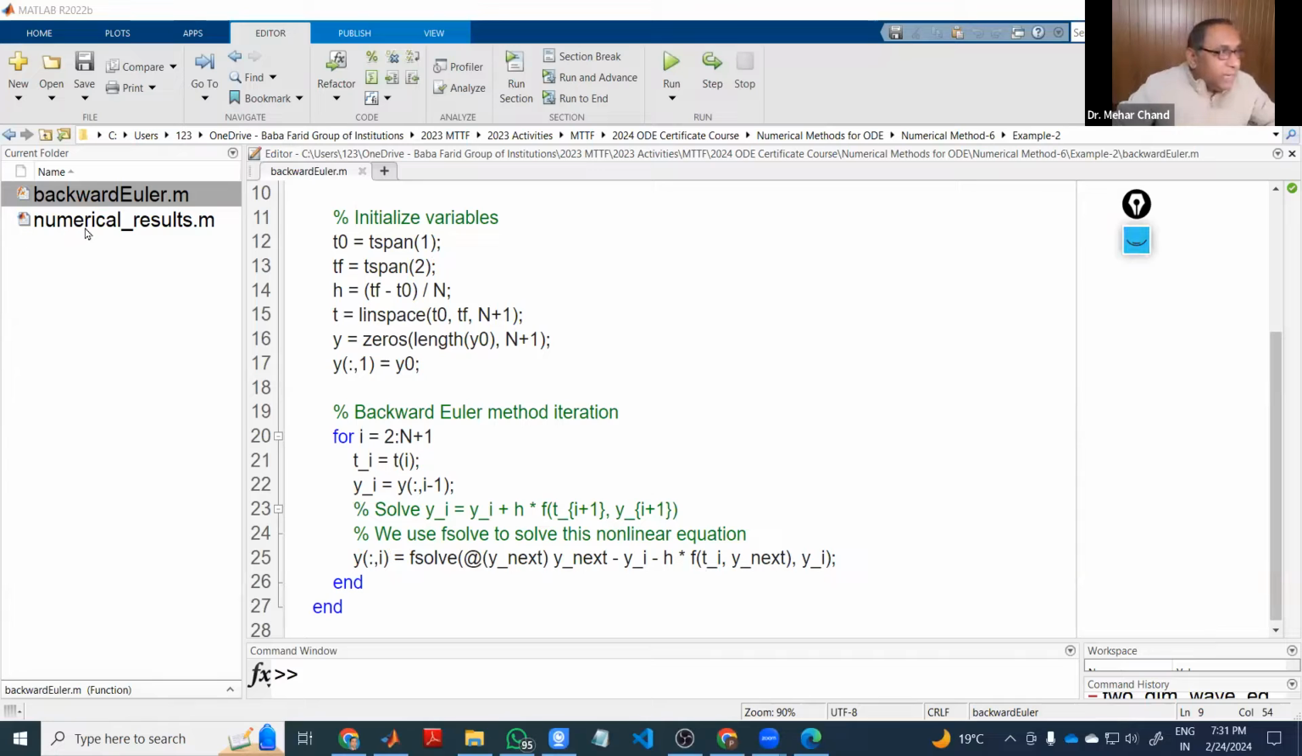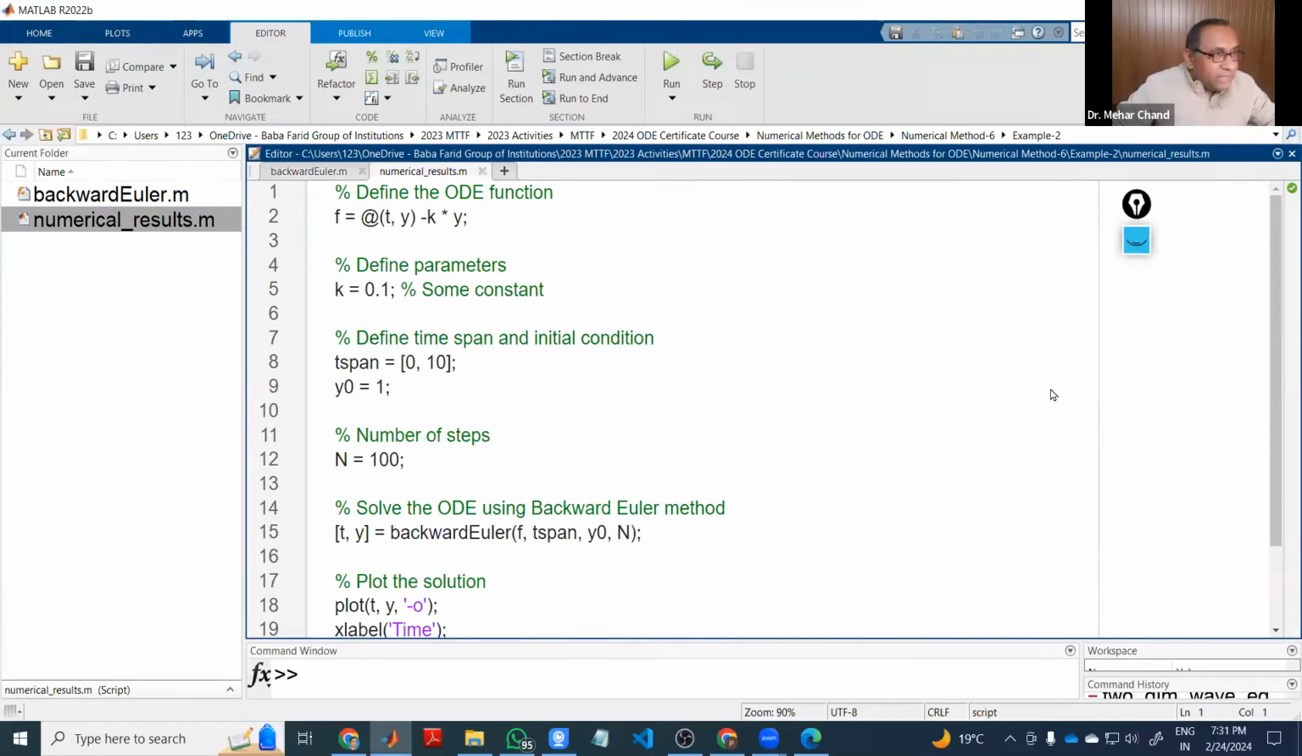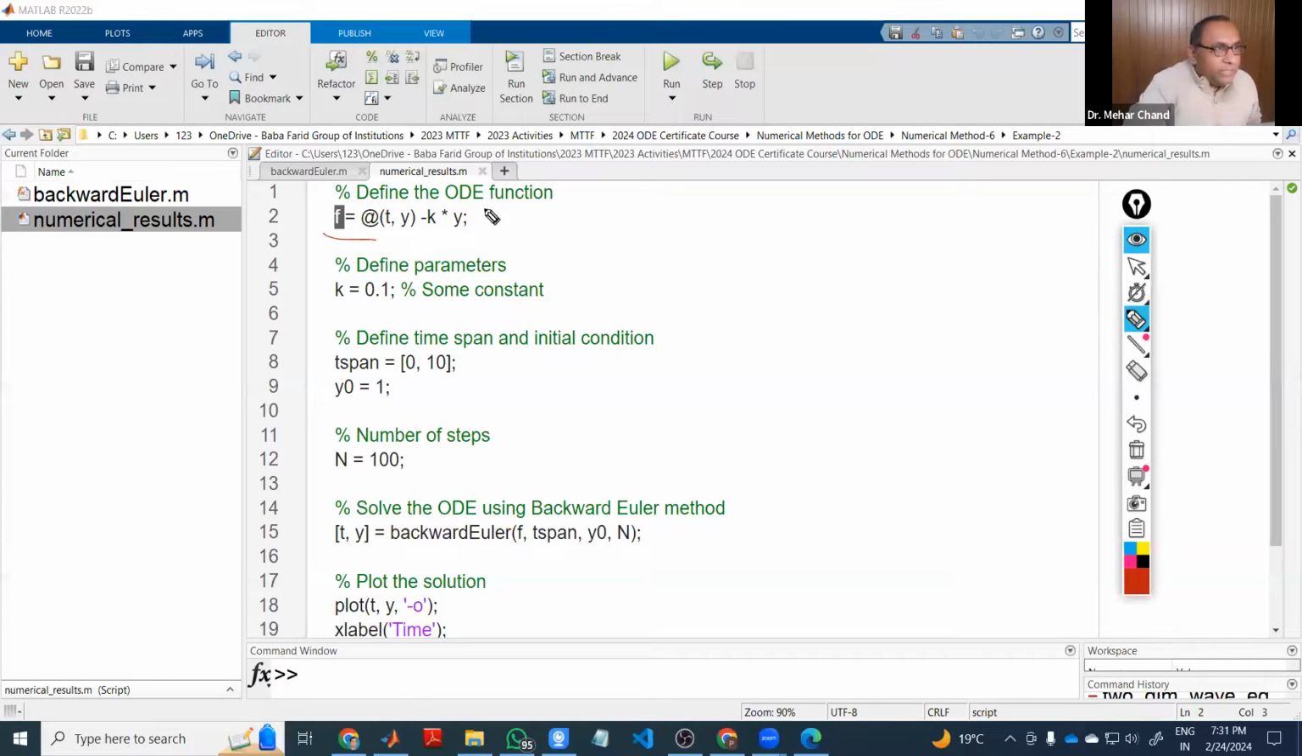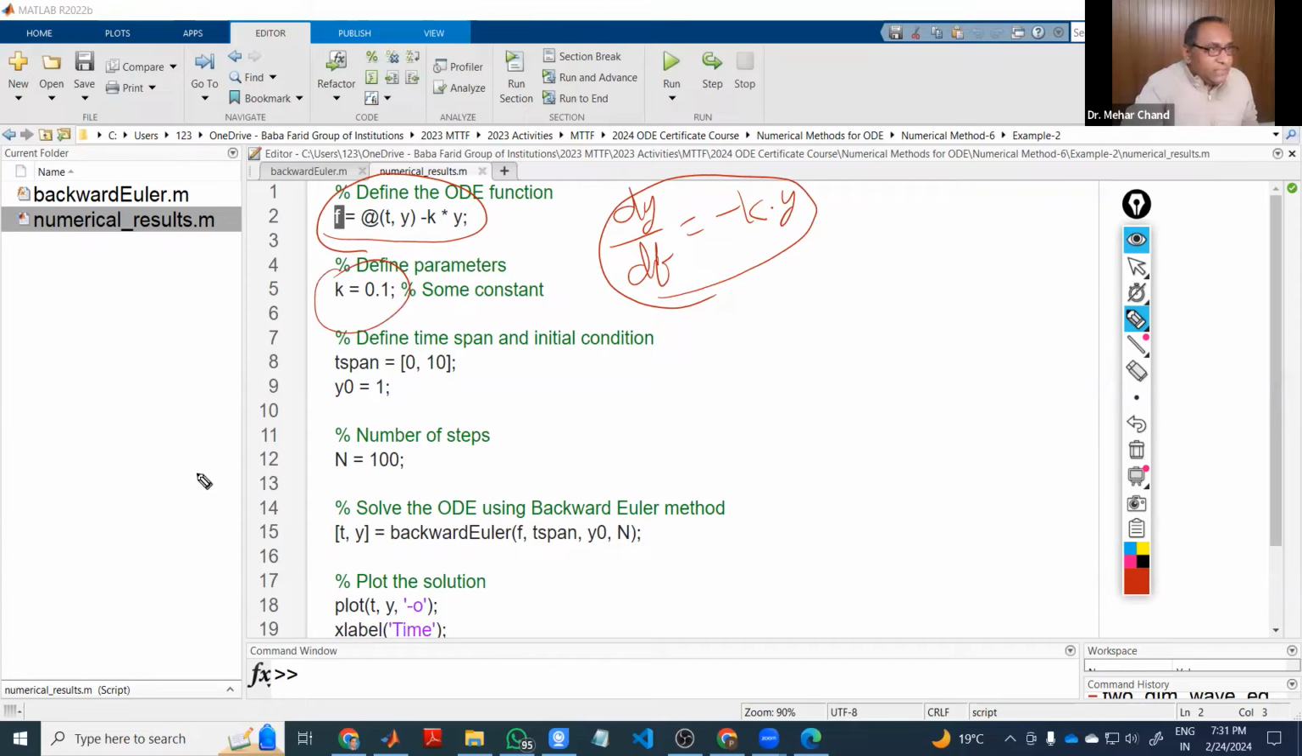So here we have the numerical values. Here we have the ODE: f is equal to @(t,y) minus ky. The differential equation we have is dy upon dt is equal to minus ky. We want to find the solution of this equation, where the value of k is 0.1, the t span is 0 to 10, y naught is equal to 1, and the number of steps we have is 100.